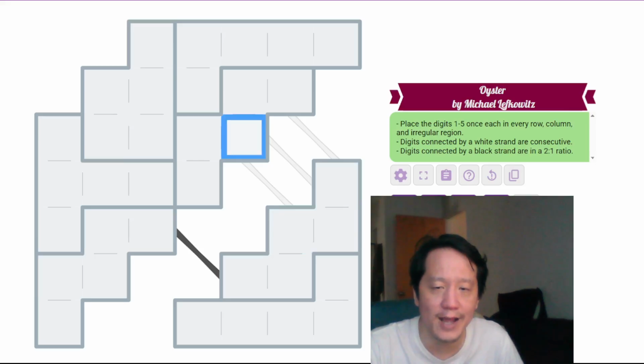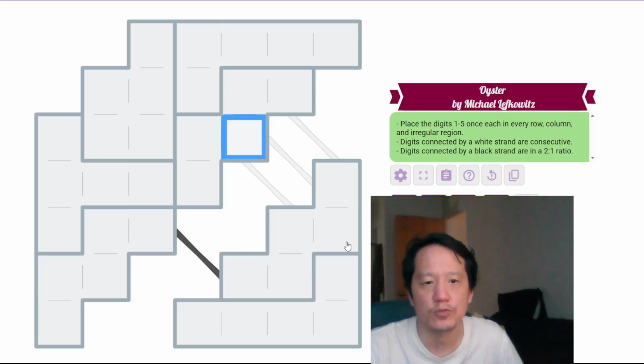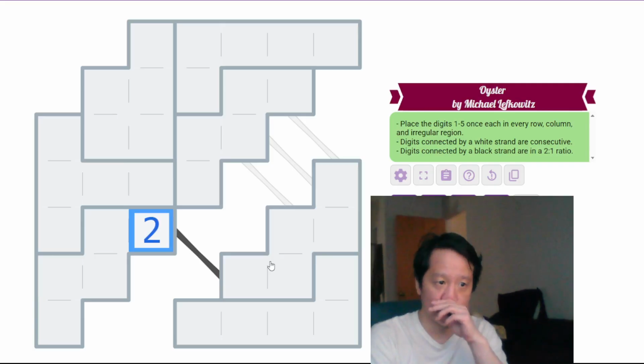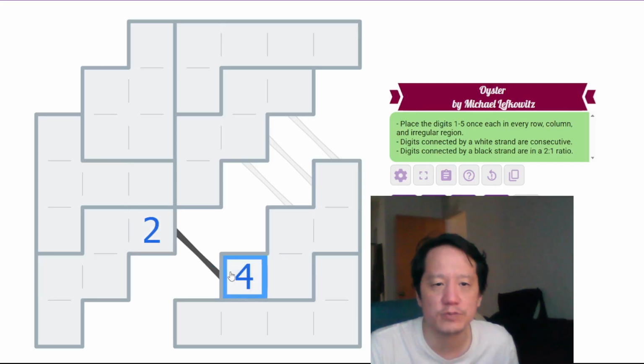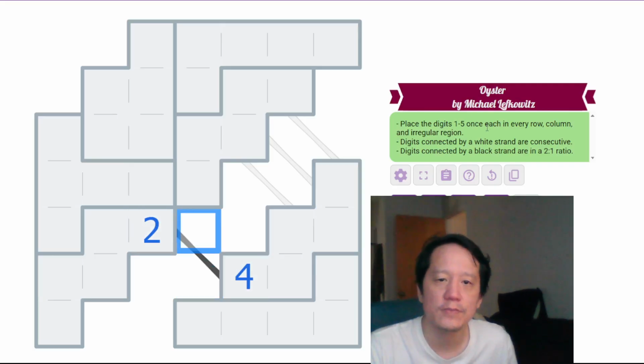Digits connected by a black strand are in a 2-to-1 ratio. So these must be in a 2-to-1 ratio here. If we had a 2 here, this would have to be 1 or 4 to maintain the 1-to-2 ratio between them. And those are all the rules.